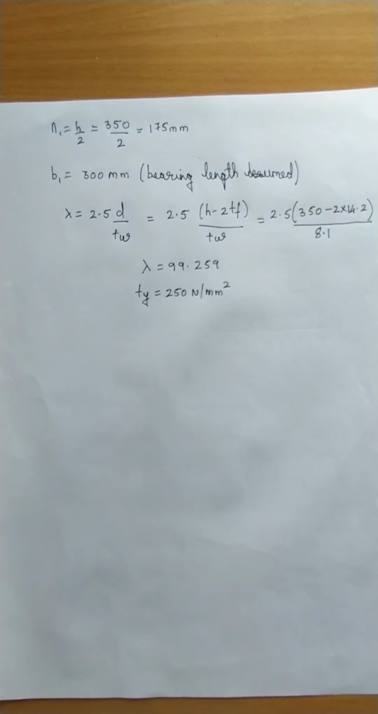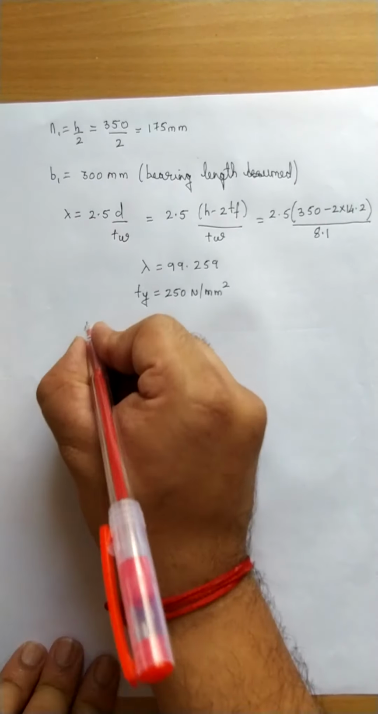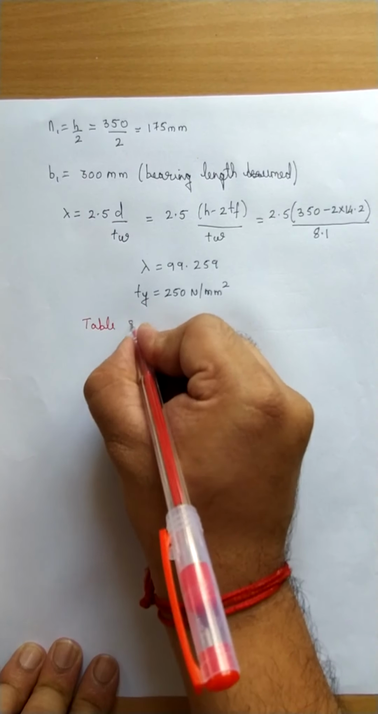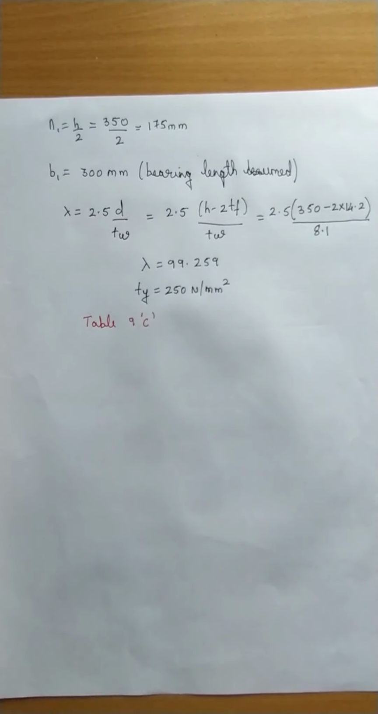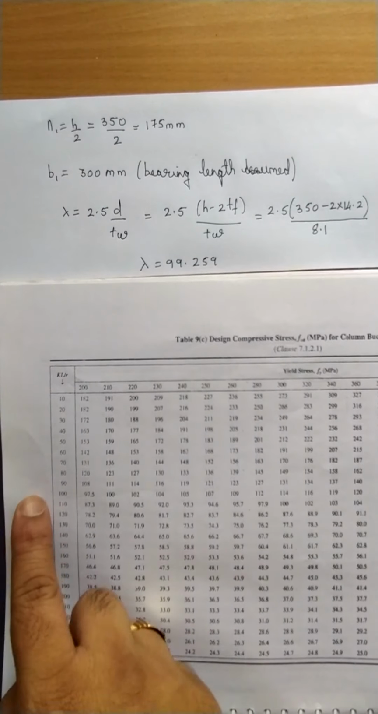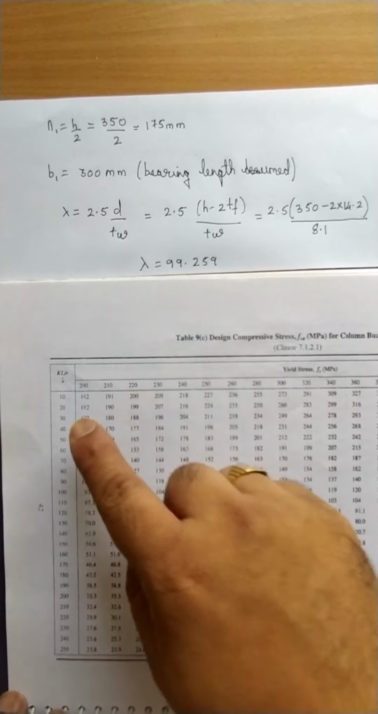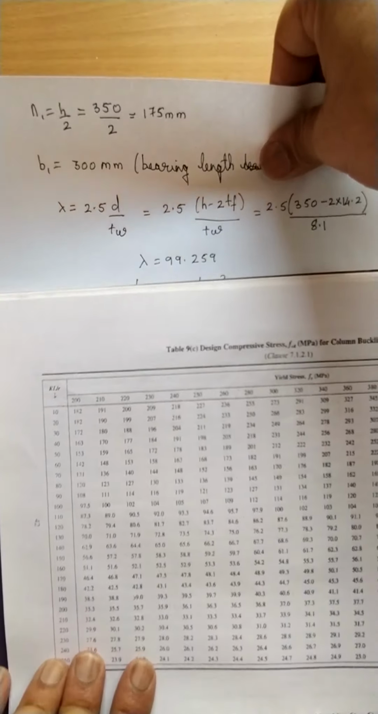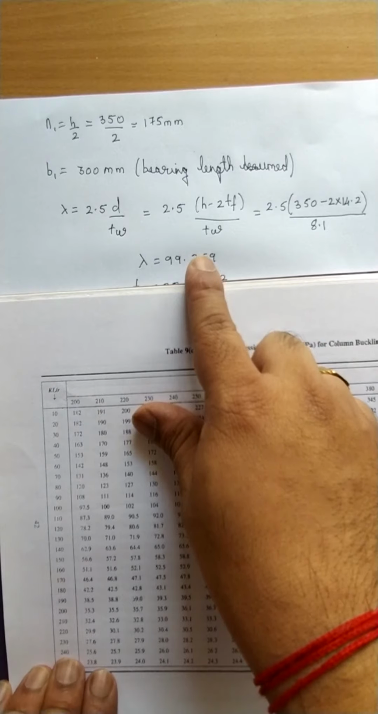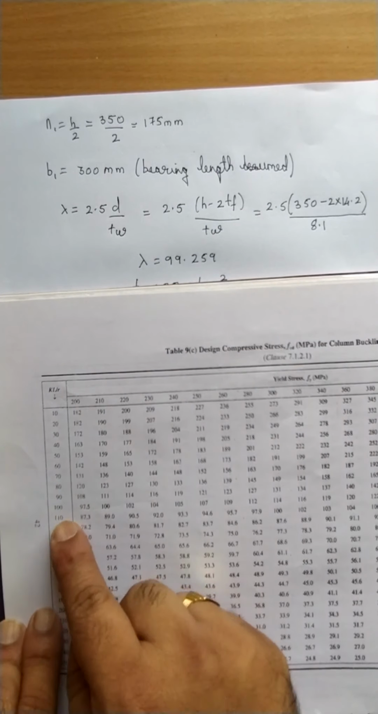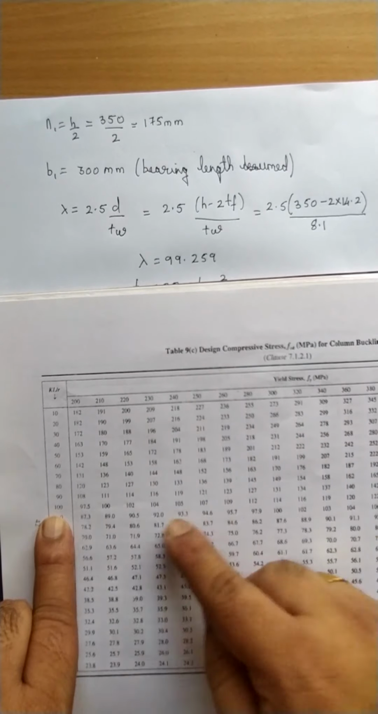So go to the component, that is table number 9C. So I'll write here, go to table 9C of IS 800, which is on page number 42. So here it is, page number 42, table number 9C. This is nothing but the lambda value. So what is our lambda value? 99.259. So you can see the values, 90 is there and 100 is there, then against 205.